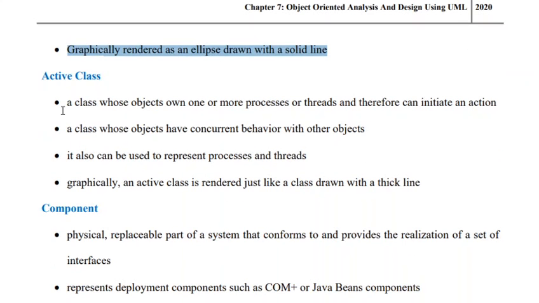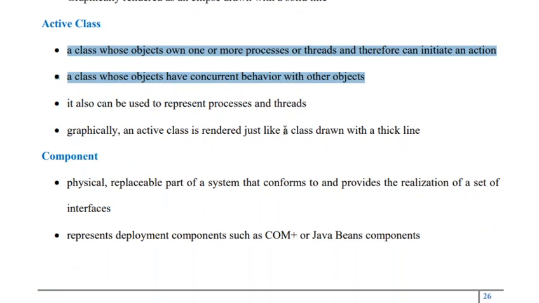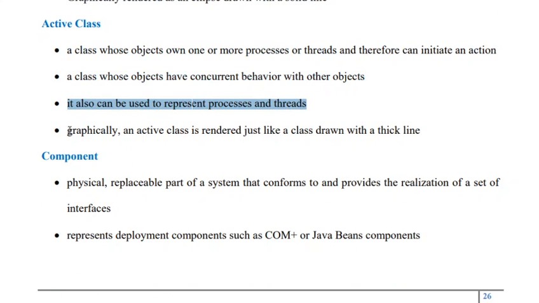Now active classes are classes which have objects that can manage more than one process. So that can be done through threads. So if an object of a class has multiple threads, then the class is called an active class. So a class whose object has concurrent behavior with other objects is called an active class. So it can also be used in order to represent processes and threads. So graphically, an active class is rendered just like a class but with a thick line.